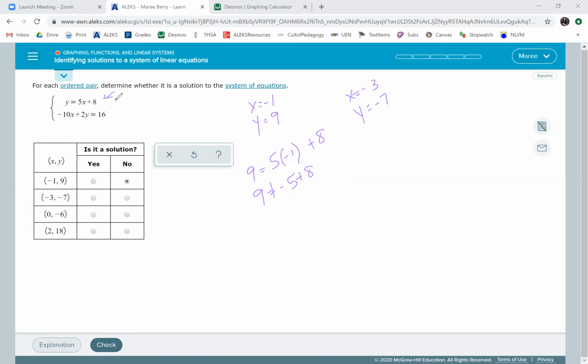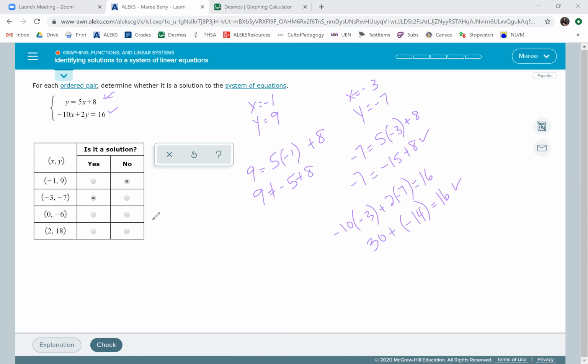So we're going to plug it into the first one again. We have -7 equals 5 times -3 plus 8. -15 plus 8 does equal -7. So we have to try it in the second one. -10 times x, and x was -3, plus 2 times y, which was -7, and we're trying to see if that equals 16. -10 times -3 is 30, plus 2 times -7 is -14, and that does equal 16. So this second point is a solution.